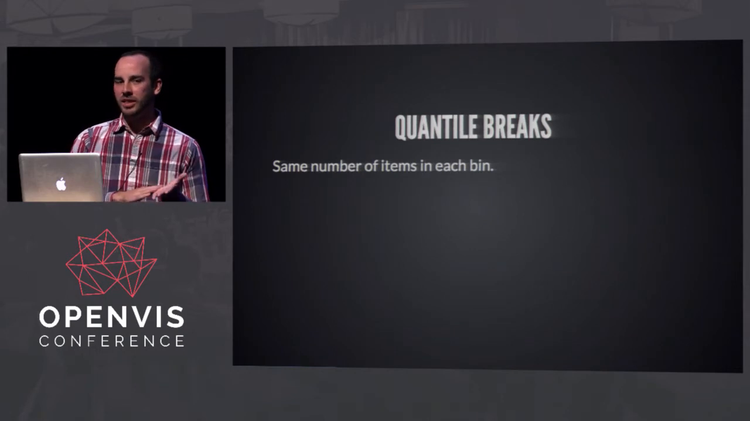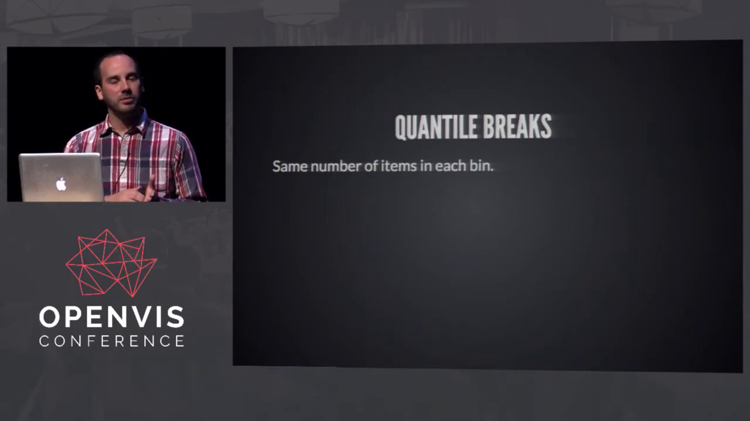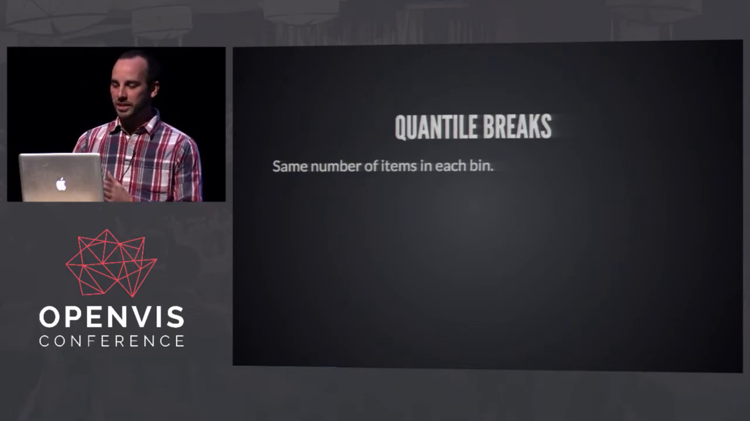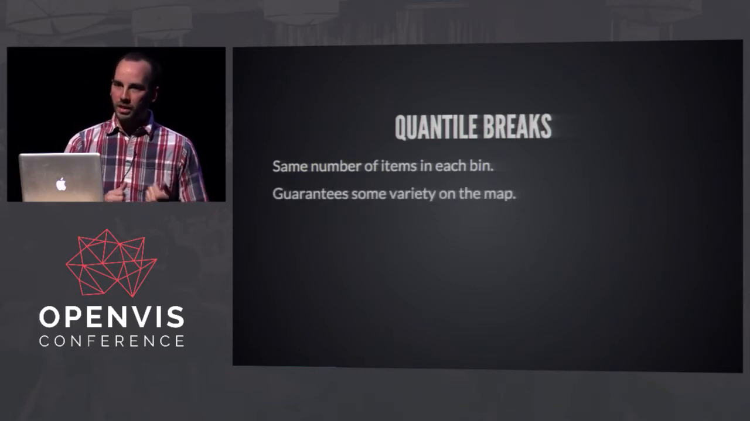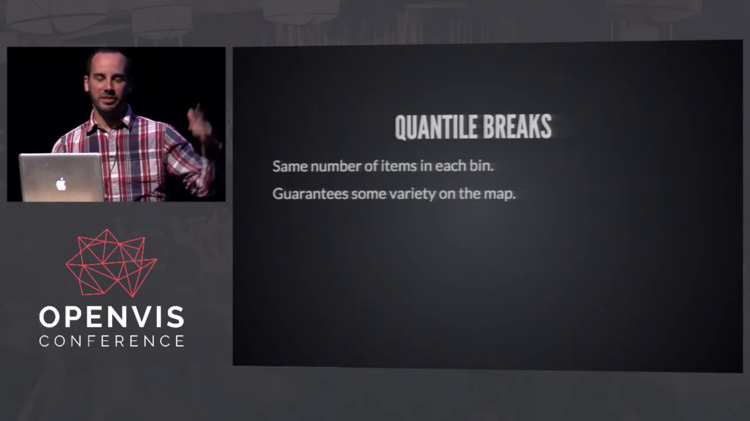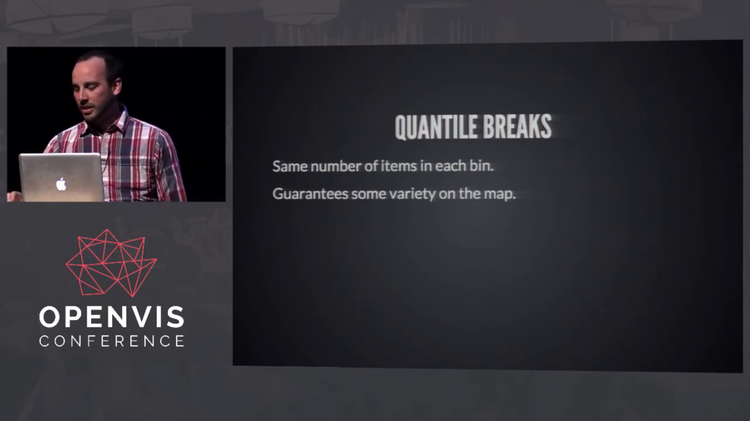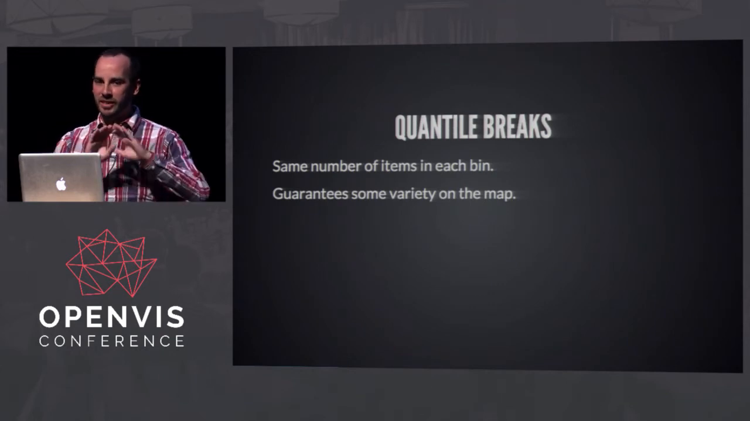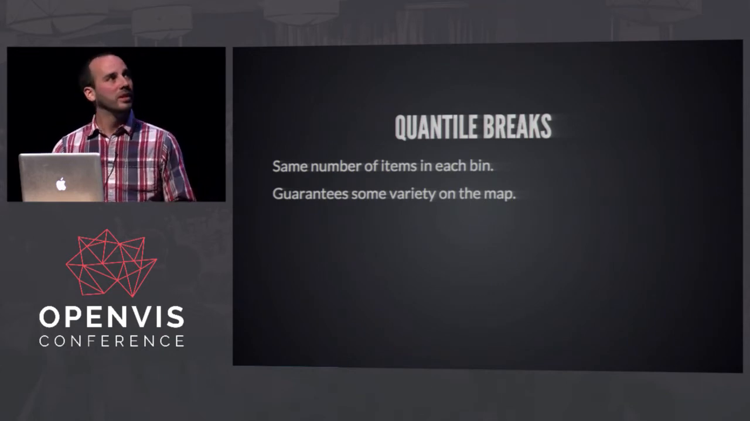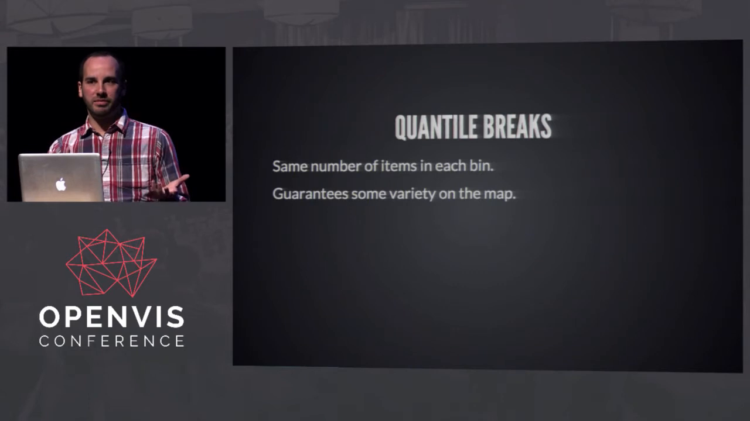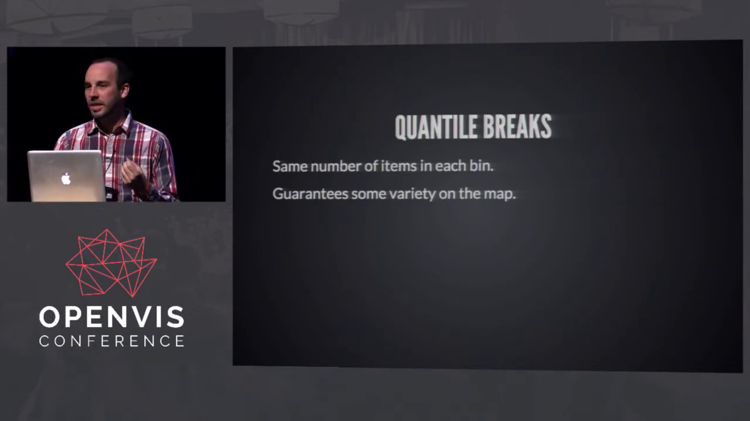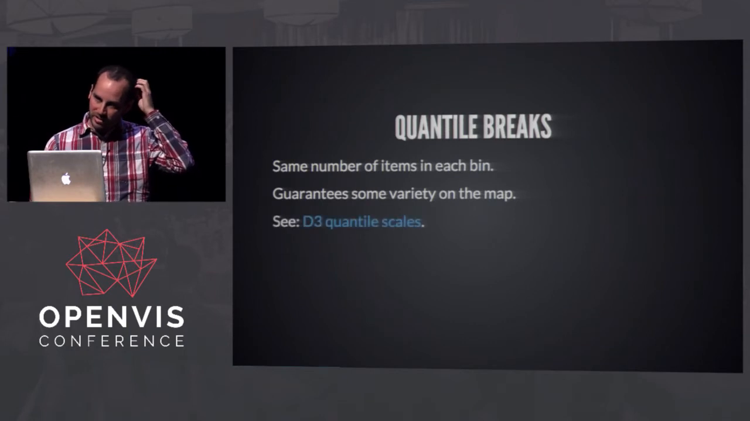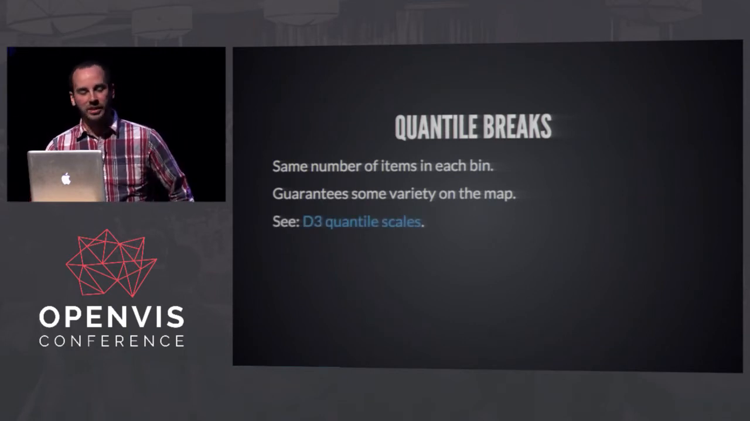Quantiles then is another easy go-to, where you simply divide your data into equal-sized bins. On the map, and I don't have a good picture of this, but there was one a few slides ago, it guarantees that your map is going to have some variety. You're never going to get that one color map. You're going to see an equal number of entities in each color. So it can give you a pattern which is not necessarily truthful, but it's there.